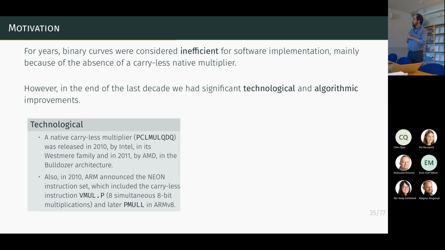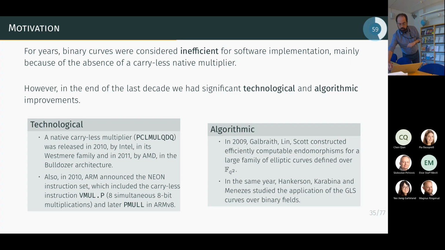ARM tagged along, and initially they had introduced a vmul.p instruction that does 8 simultaneous 8-bit multiplications, which is useful but not great. And later, a pmull instruction, where the p is obviously not for packet, it is for polynomial multiplication, and the L is for long, because it produces a 64-bit value. These were the technological side.